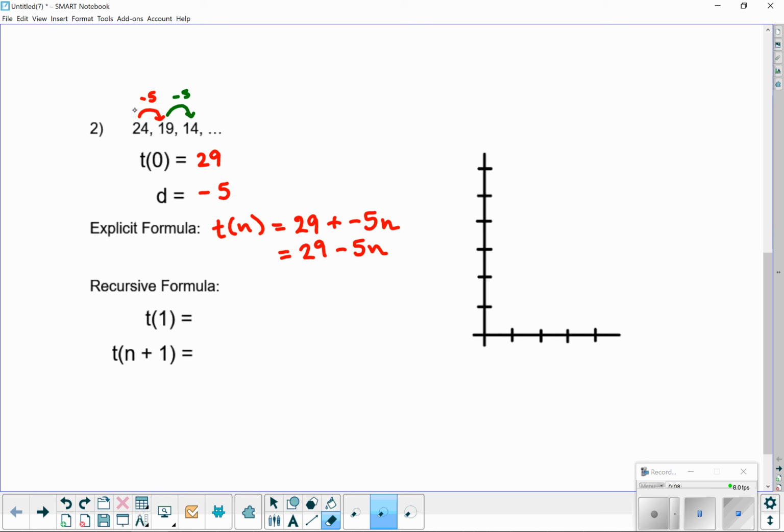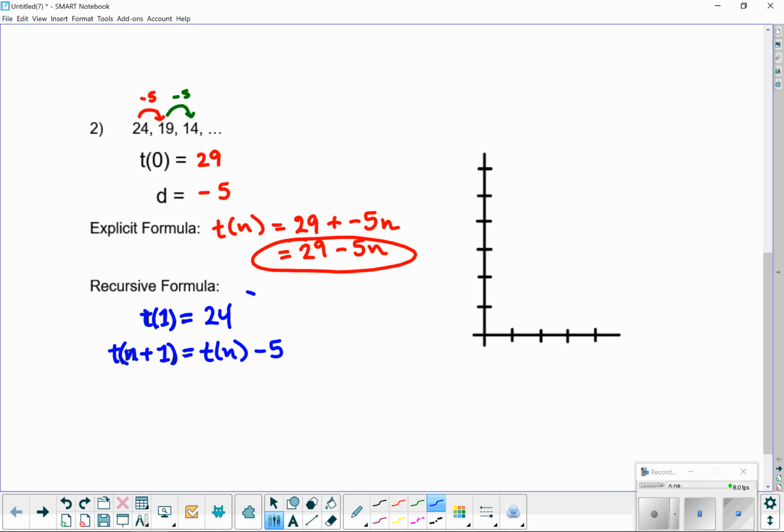If I want to write my recursive formula, recursive starts with term 1, or at least that's how we're choosing to write it. So we want to say term 1 is going to equal 24, the first term. And then you can write the next term, which is term n plus 1. That represents the next term. You find that by taking the current term, T of n, and adding -5. So we can just write -5. That's your recursive. This is your explicit formula, and this is your recursive. Your recursive formula has 2 equations.